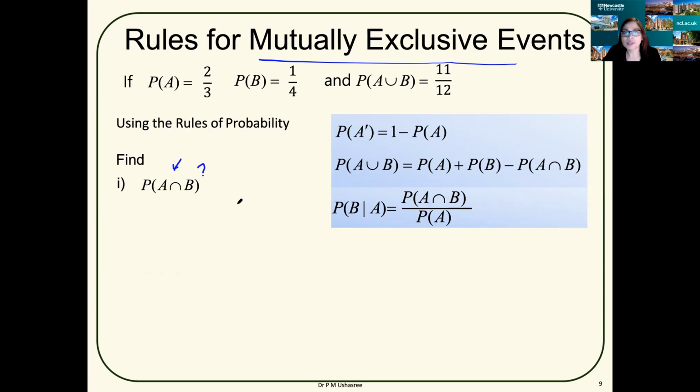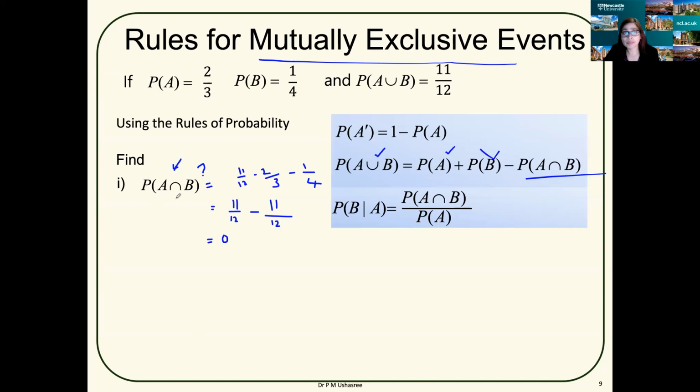Good, very good. So what did you find? A intersection B. Which rule did you use? Yeah, because A union B is given, A is given, B is given. So you can use this to find it. So A intersection B is equal to 11 by 12 minus 2 by 3 minus 1 by 4, which is nothing but 11 by 12 minus 11 by 12, which is 0.